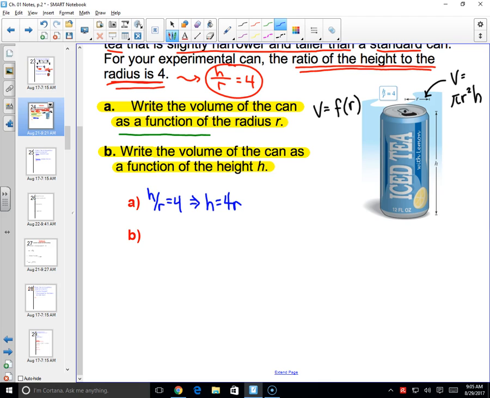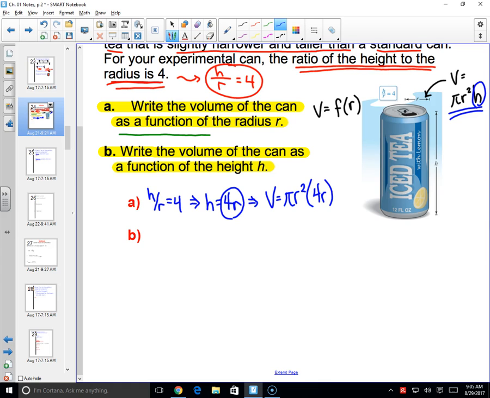Now, do we have something to substitute for H? Yeah. So let's go ahead and go to our formula that we have over here. Taking this piece, we can plug in and say, okay, volume equals pi r squared what? 4r. Plug it in, take out the h. Take out the h and put in the 4r. 4r is substituting for our h.